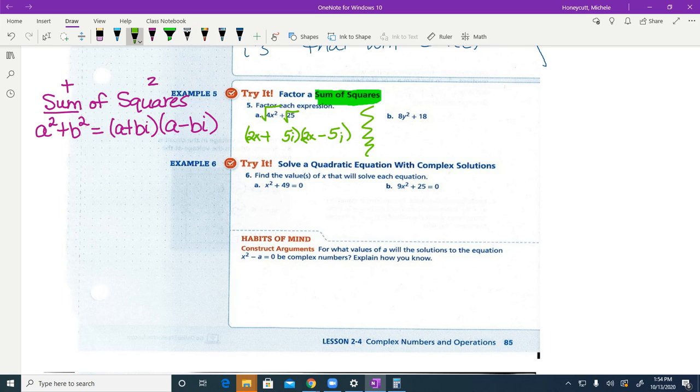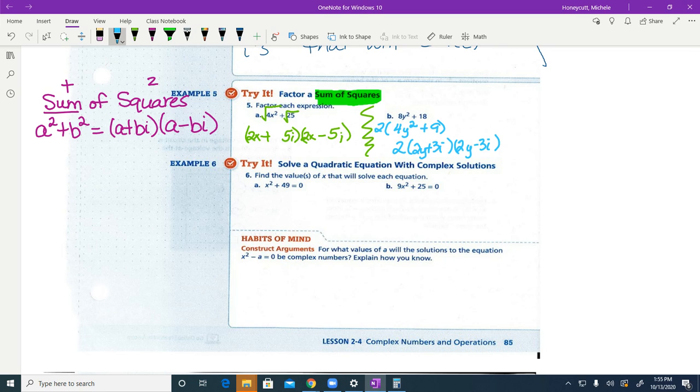Then on part B, I don't see perfect squares, but I do notice that there's a common factor in both of those. So I could factor out a 2 from the whole thing to be 2 times 4y squared plus 9. And now 4y squared is a perfect square, 9 is a perfect square. So I can factor that into 2y plus 3i and 2y minus 3i, and then just bring the 2 down.